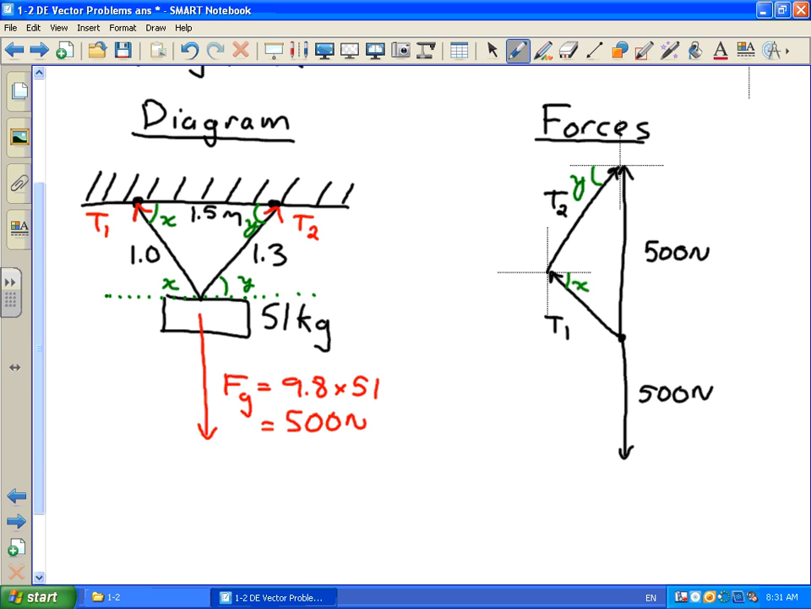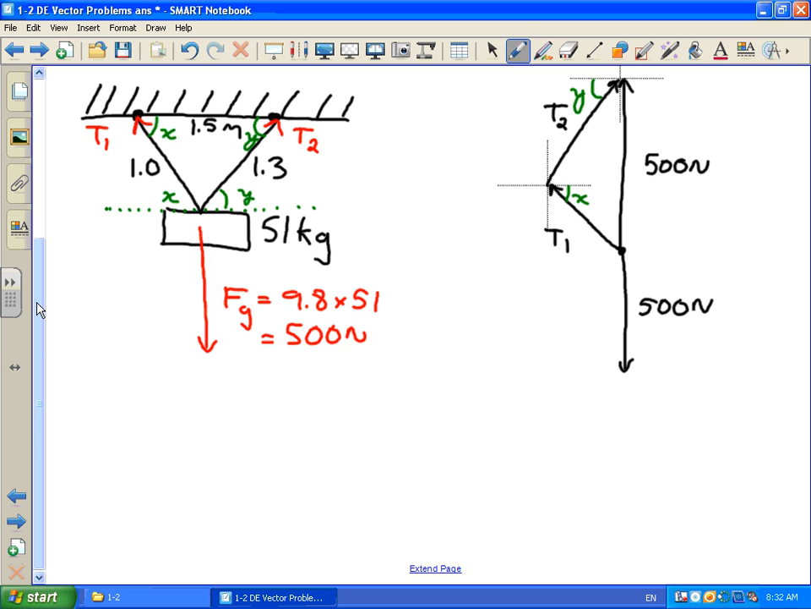right up in there. Okay, so if we can find x and y from this diagram, we can put them over here into our force diagram and then start working out what angles we need to solve for the tensions T1 and T2. So how can we get x and y from this picture? Well, we're going to use cosine law because we've got 1, 2, 3 sides in our triangle, so we can solve for any angle we want.